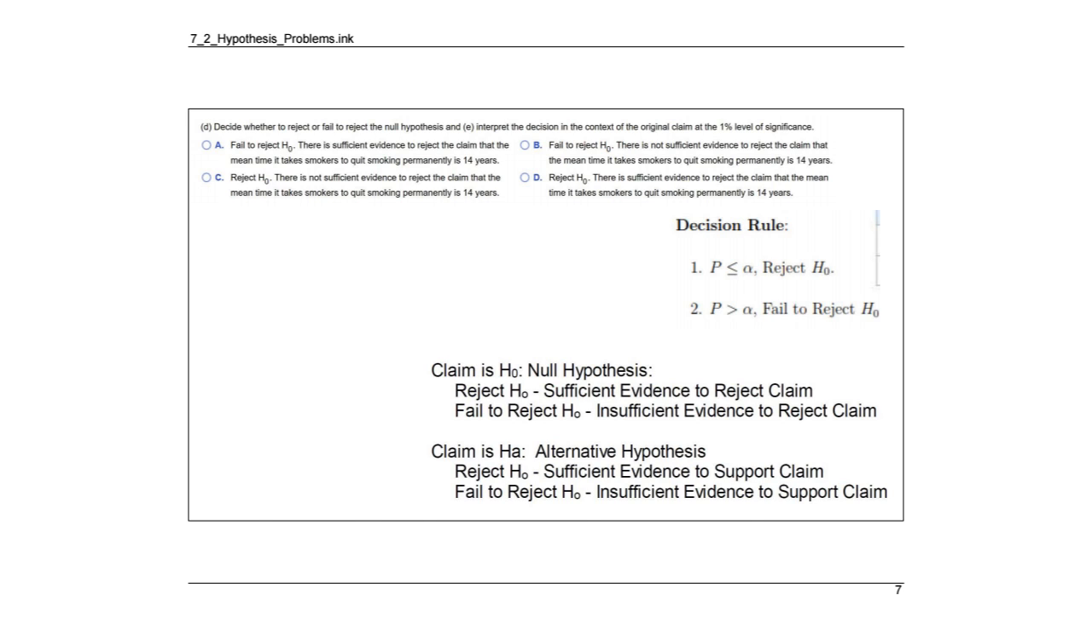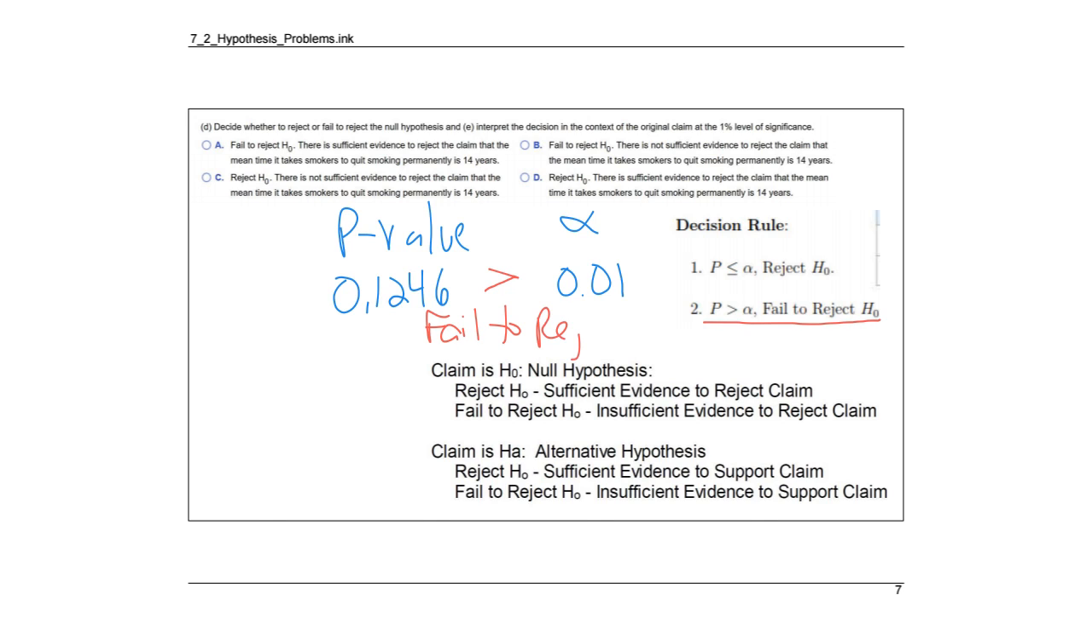All right, so the first thing I need to do is compare my p-value, which was 0.1246, against my alpha, which was 0.01. My p-value is way bigger than my alpha, right? I have almost 13% for a p-value, and I only have 1% for alpha. So therefore, I am going to fail to reject H naught.